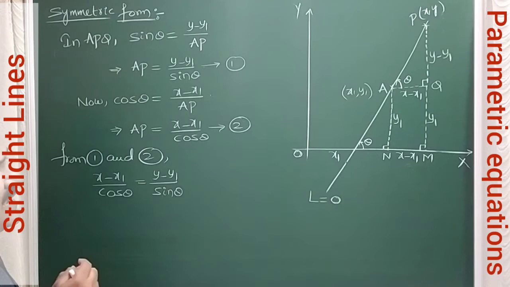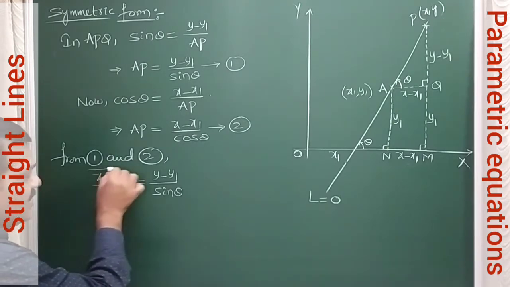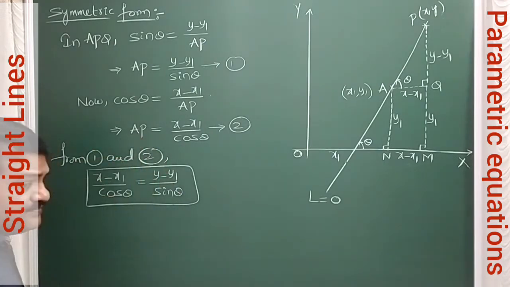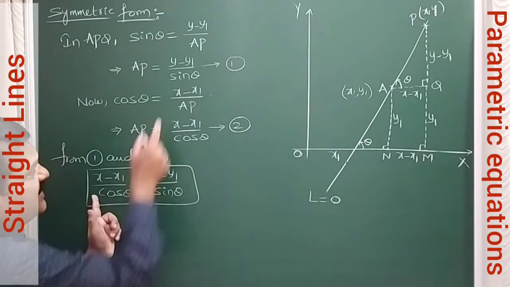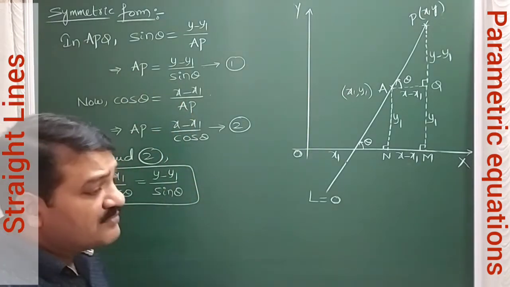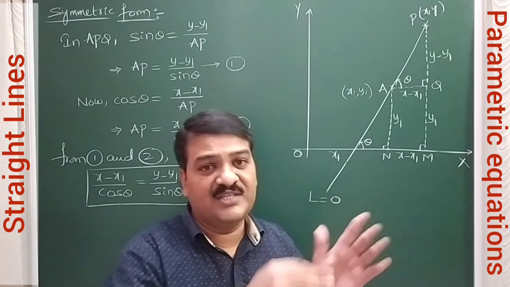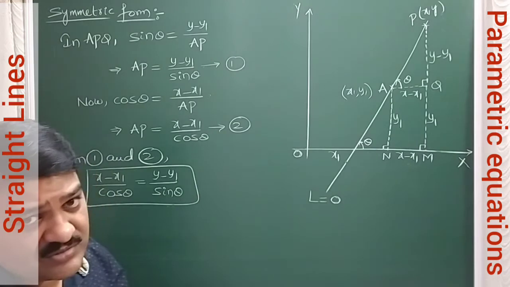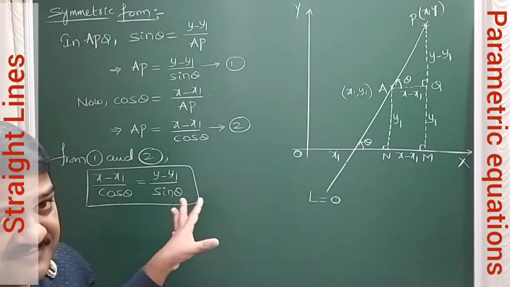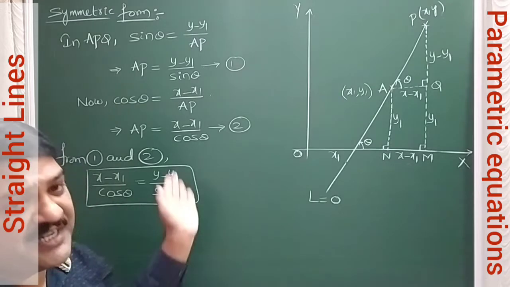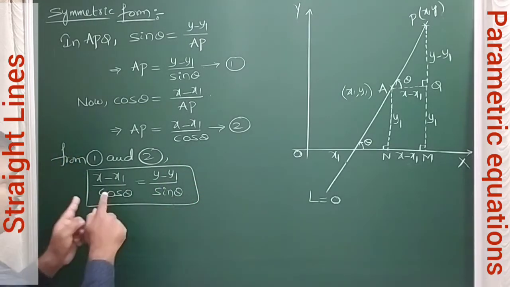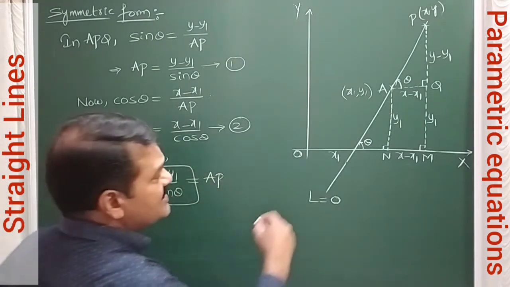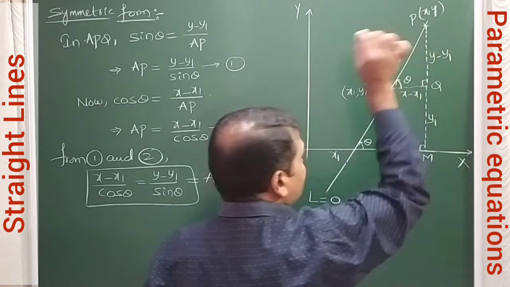In this symmetric form, these two must be equal to AP, no? So when we consider both of them equal to AP also, we can get the parametric equations of this line. So the symmetric form will be ending here itself. Okay, so I'm extending from here now. Both these are equal to AP. So this AP length I will take as some R for example.